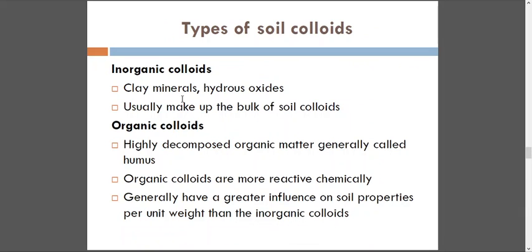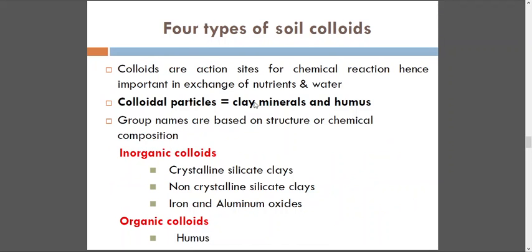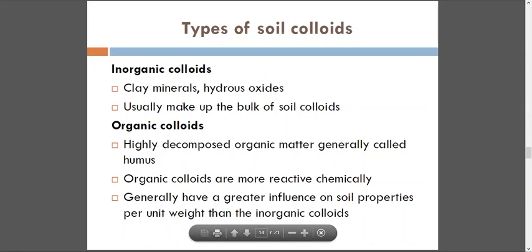We see that these inorganic colloids mainly include the clay minerals and hydrous oxides. Like we've seen in the previous slide, we have the aluminium and iron oxides plus the silicate clays, which are either crystalline or non-crystalline in nature. And these ones usually make up a big percentage of a given soil colloid. So these make up the bulk, or the largest percentage.